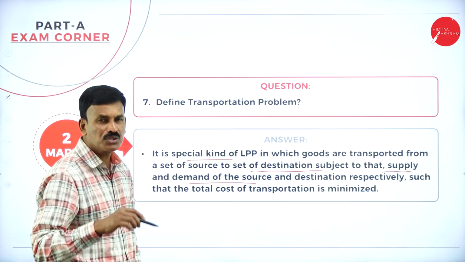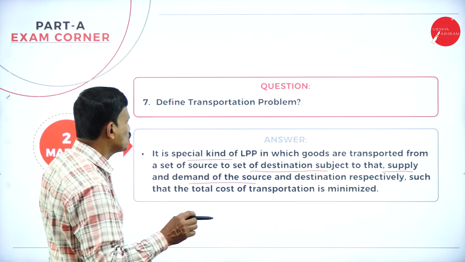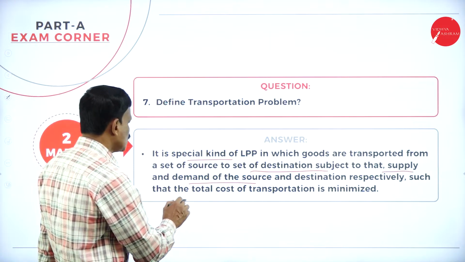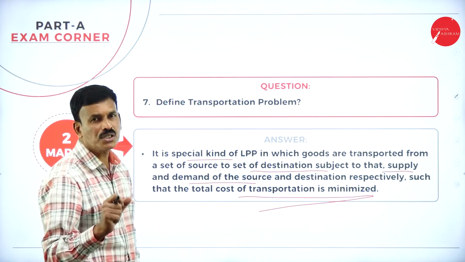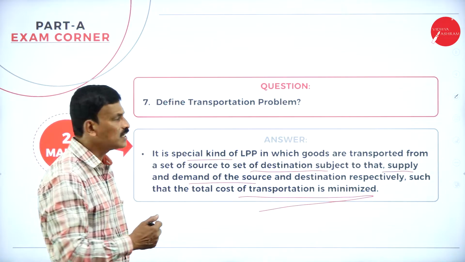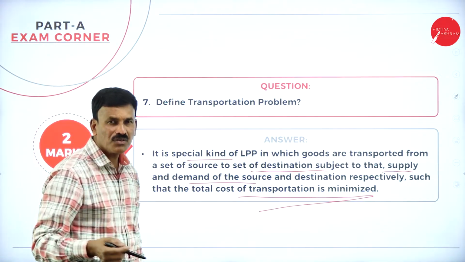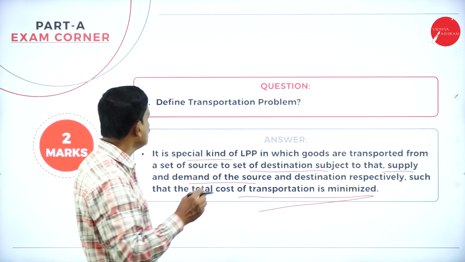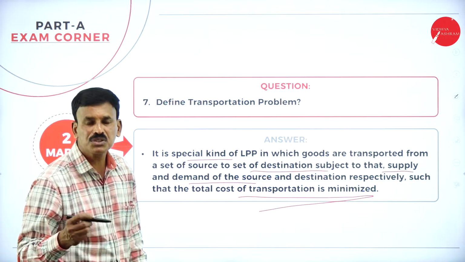such that the total cost of the transportation is minimized. The total cost of the transportation should be minimized in such a way that we transport the goods to the required destination. That is called the transportation. So that is how we define a transportation problem.